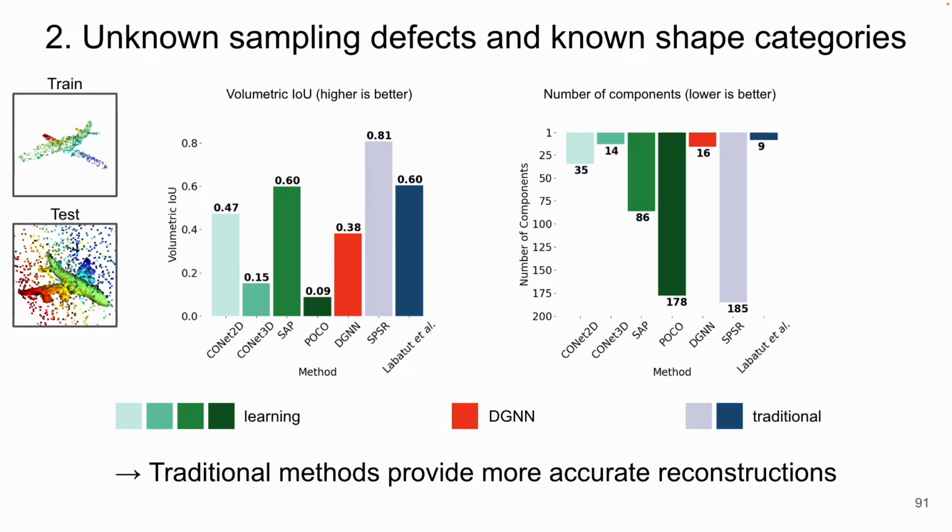In the second experiment of the benchmark, where we train only on low-resolution point clouds and test on high-resolution point clouds with outliers, we can see that DGNN also overfits to the sampling characteristics of the training set. However, what I have just shown is that we can train DGNN on point clouds with different characteristics and different defects at the same time, and then avoid this overfitting. While, for example, convolutional occupancy networks still had the problem of overfitting to the shape categories.